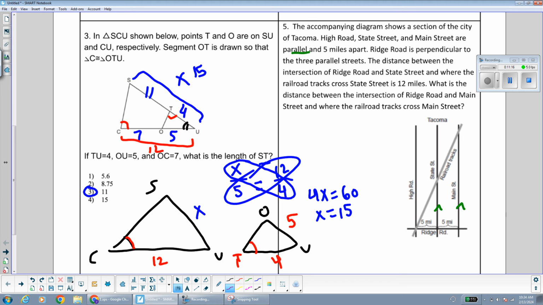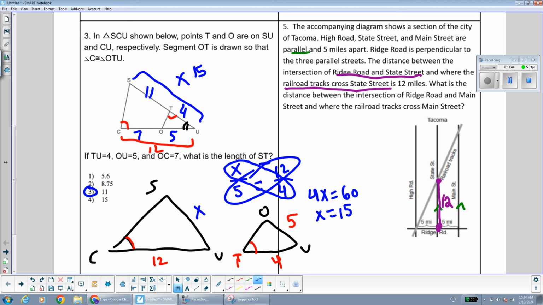It says here, the distance between the intersection of Ridge Road and State Street. So the intersection of Ridge Road and State Street. State Street, Ridge Road, here is where they meet. That's their intersection. And where the railroad tracks cross State Street. Here's the railroad tracks. Here's State Street. Here's where they cross. And that is given as 12.